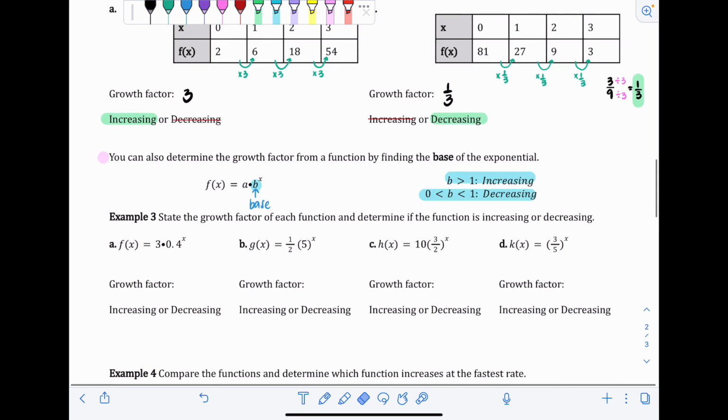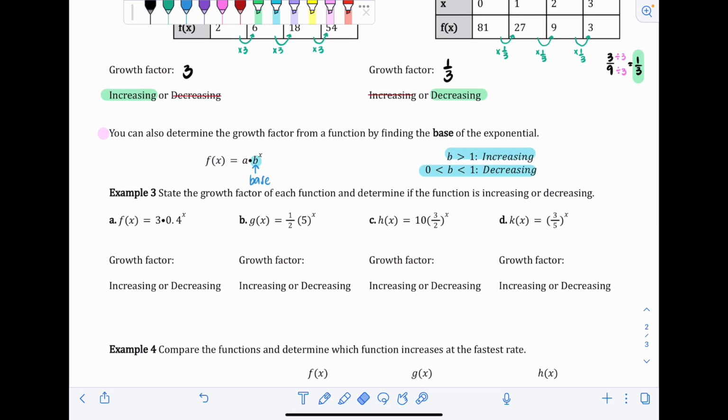Okay, so moving on to example 3: state the growth factor of each function and determine if the function is increasing or decreasing. So the growth factor is going to be just whatever the base is. So in order to find the growth factor, we just need to find the base.